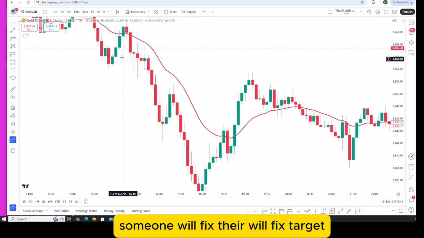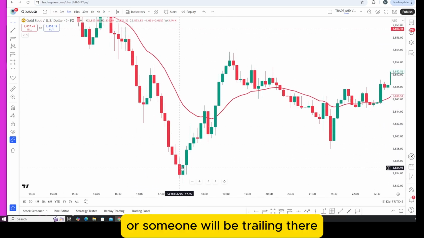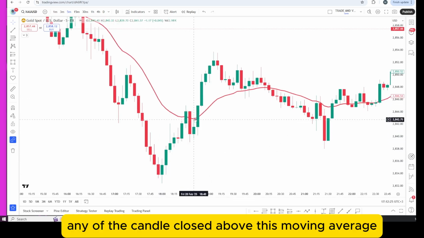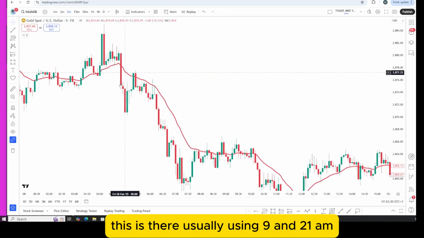Someone will fix their target. They can take 1:2 or 1:3, or someone will trail their profit until any candle closes above this moving average. This is what they usually do with the 9 and 21 EMA.